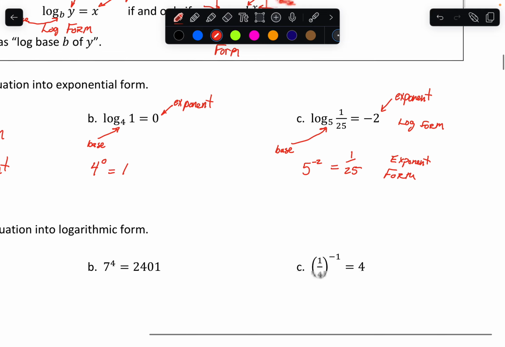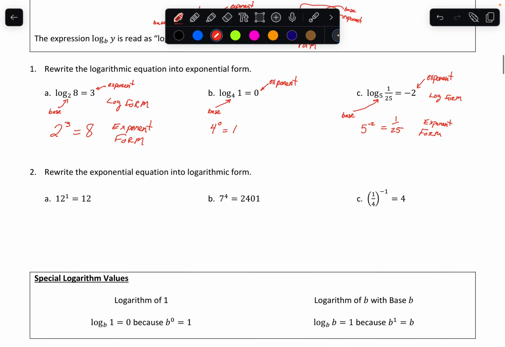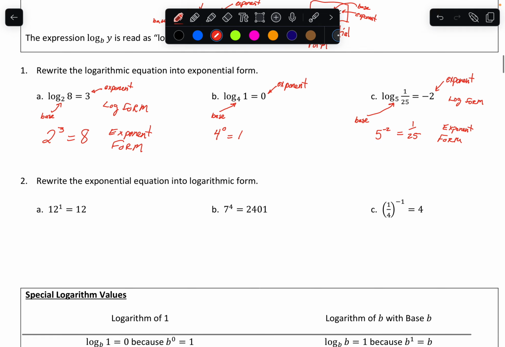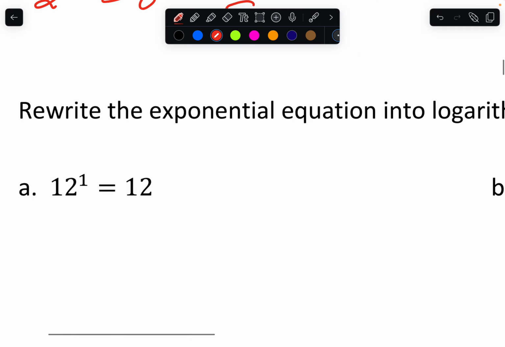All right. Now, these next ones here, we're doing the reverse, right? So this is in exponential form, and now we're going back into log form. So again, if we notice where things are here, this is going to be my base. Okay, this is my exponent, which means in log form, exponents are always by themselves. And then this is the value that we're going to be taking the log of.